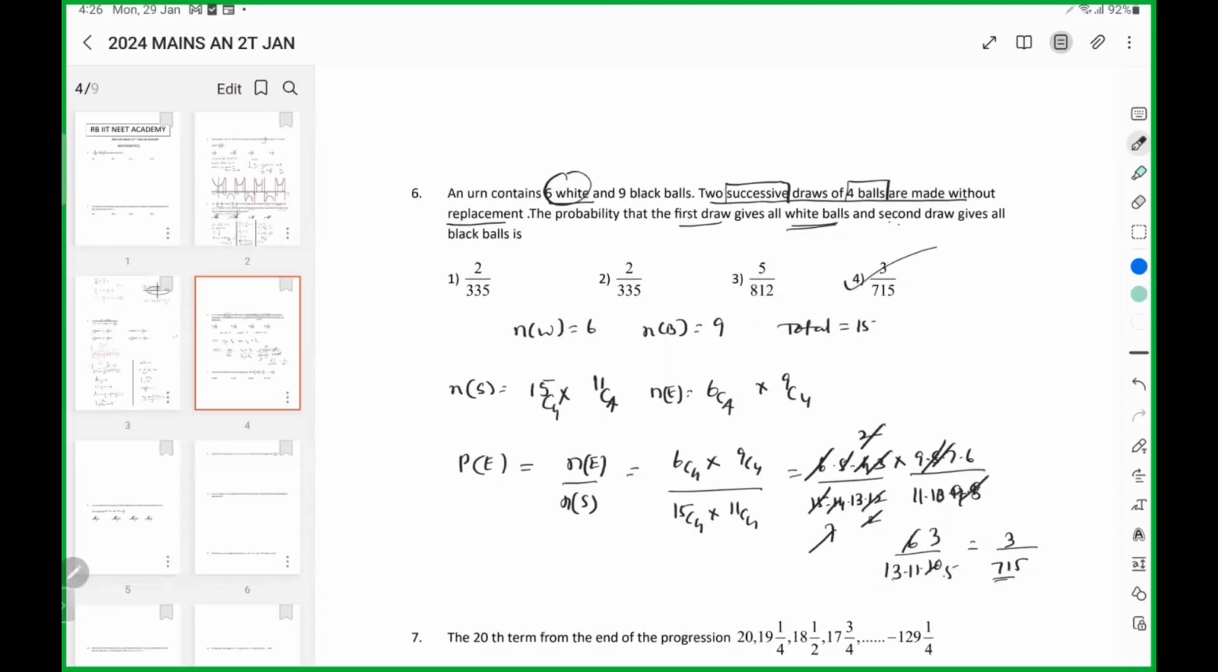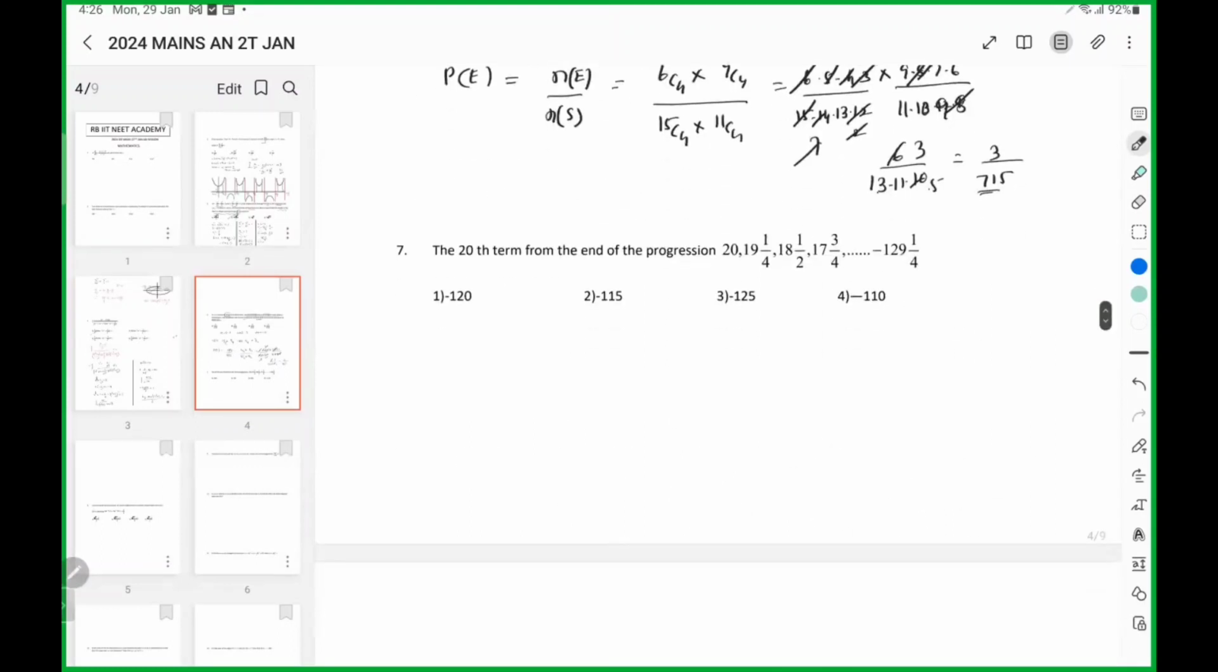This was the option. Here, the 20th term: first term is 20, last term is this. So the nth term is 20 plus n minus 1 into d, where d is the common difference.